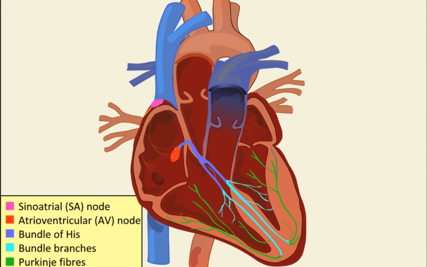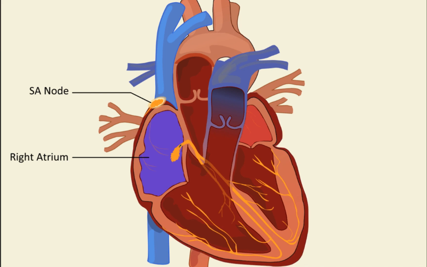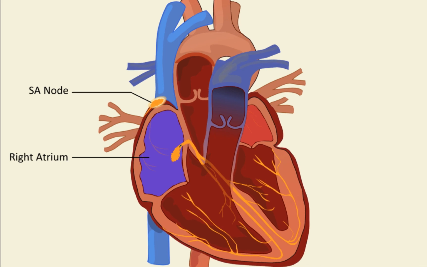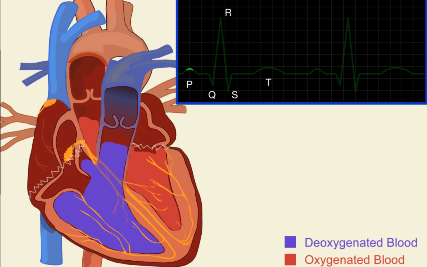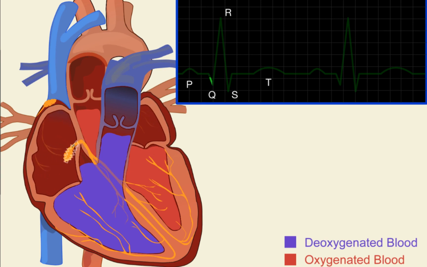So the normal heart rhythm begins when electrical signals are sent from the SA node. The signal from the SA node causes the atria to contract, pushing blood through the open valves into the ventricles. On the typical electrocardiogram, this is represented by the P wave. Next, the electrical signal arrives at the AV node and is briefly delayed so that the contracting atria have enough time to pump all the blood into the ventricles. This is represented by the line between the P and the Q wave.